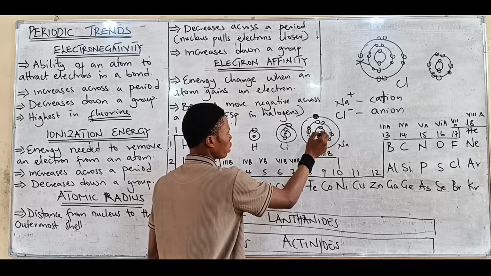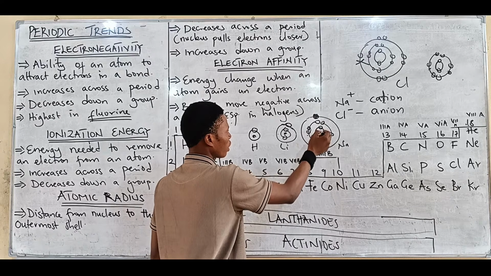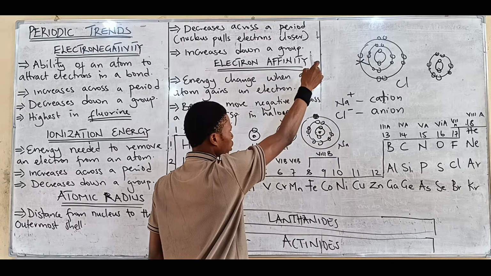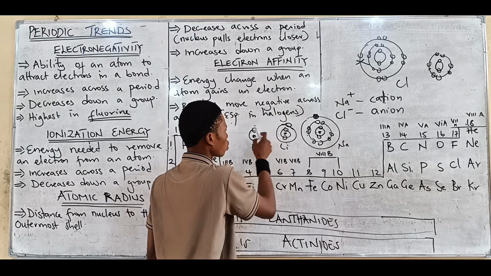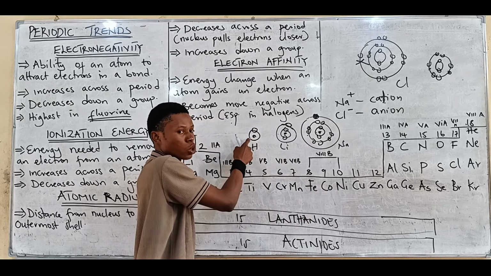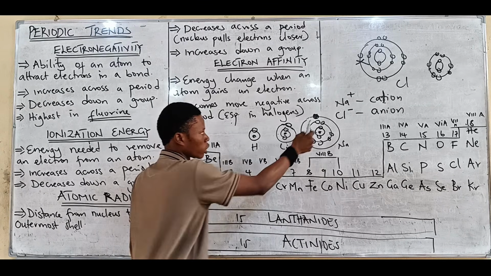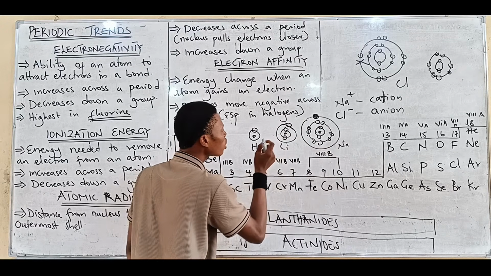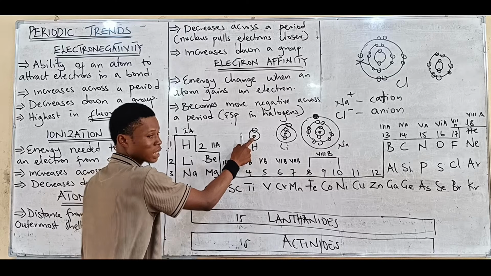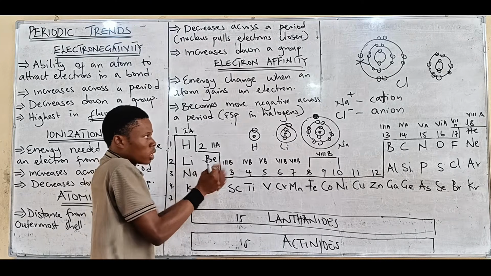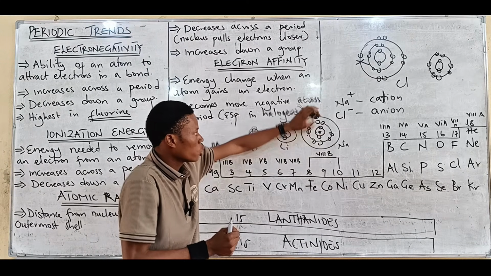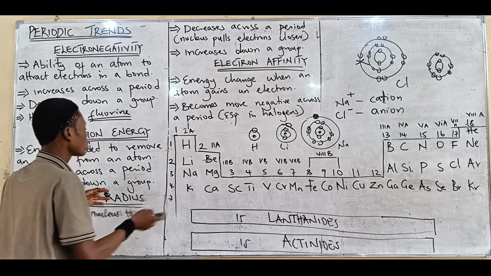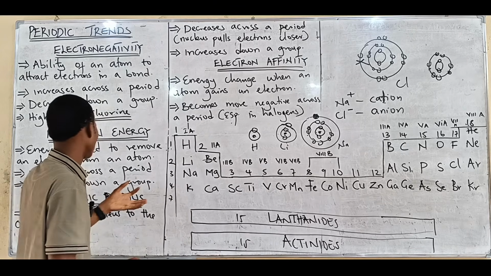I told you earlier on to look at this as a magnet. This one is farther from the nucleus, so the force required to remove this one will be lower than the force required to remove this one that is very close to the nucleus. Are you following? The nucleus is acting like a magnet attracting electrons. This one is far from the magnet, so it will be very easy to remove it. So you can see that ionization energy decreases down a group because the shells are different.